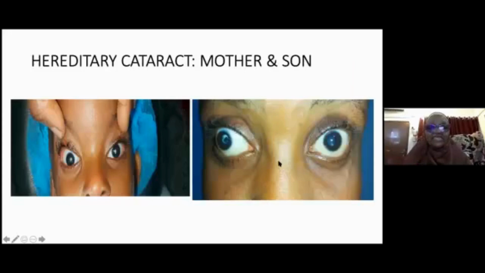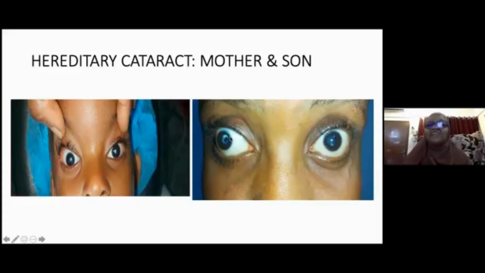This is another example of hereditary cataract. This time it's mother and son. That's the son to your left in theater. You can see his theater cap on, and this was the best opportunity to take photographs because he was such a young and quite uncooperative child. And so you can see those two white shadows also in the middle of the black. Those are cataracts.